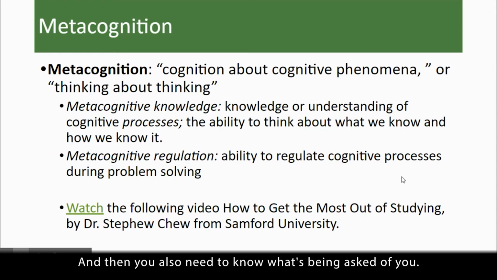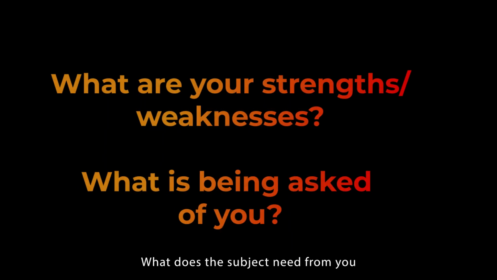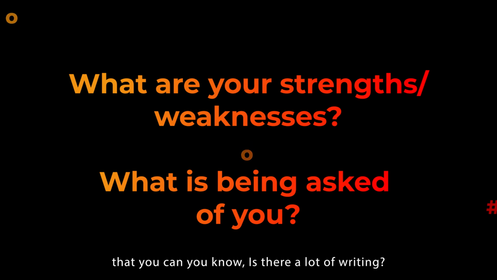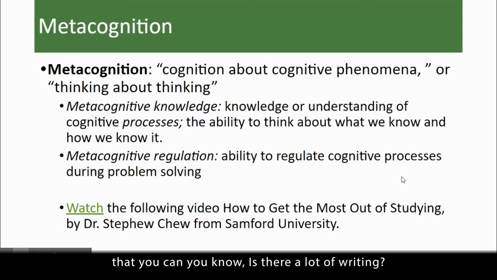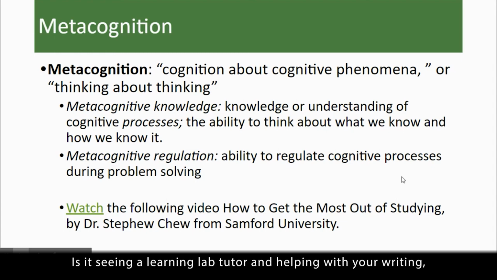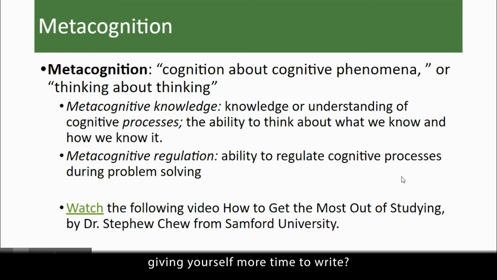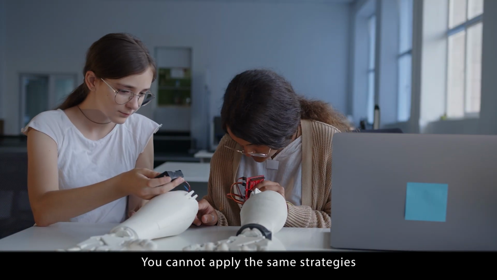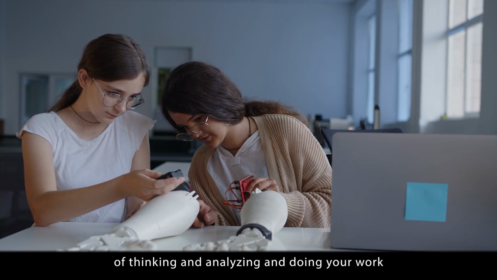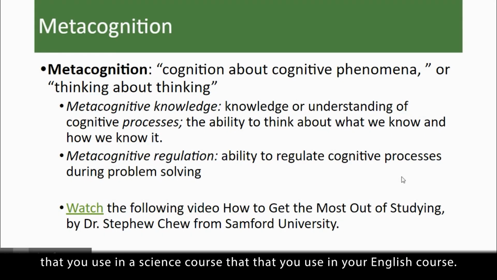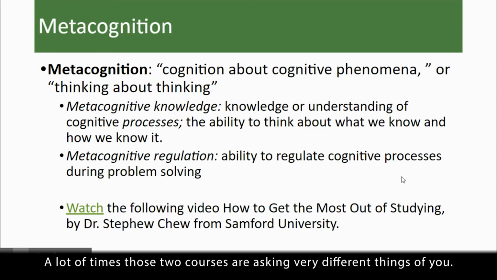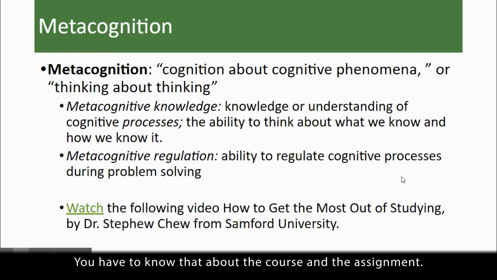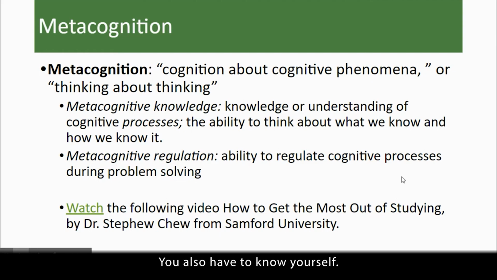And then you also need to know what's being asked of you. What is the assignment? What does the subject need from you? Is there a lot of writing? Is writing your strength? And if not, what can you do to help with that? Is it seeing a learning lab tutor and helping with your writing, giving yourself more time to write? You have to understand that about what's being asked of you. You cannot apply the same strategies of thinking and analyzing and doing your work that you use in a science course to your English course, right? A lot of times those two courses are asking very different things of you. You have to know that about the course and the assignment, and you also have to know yourself.